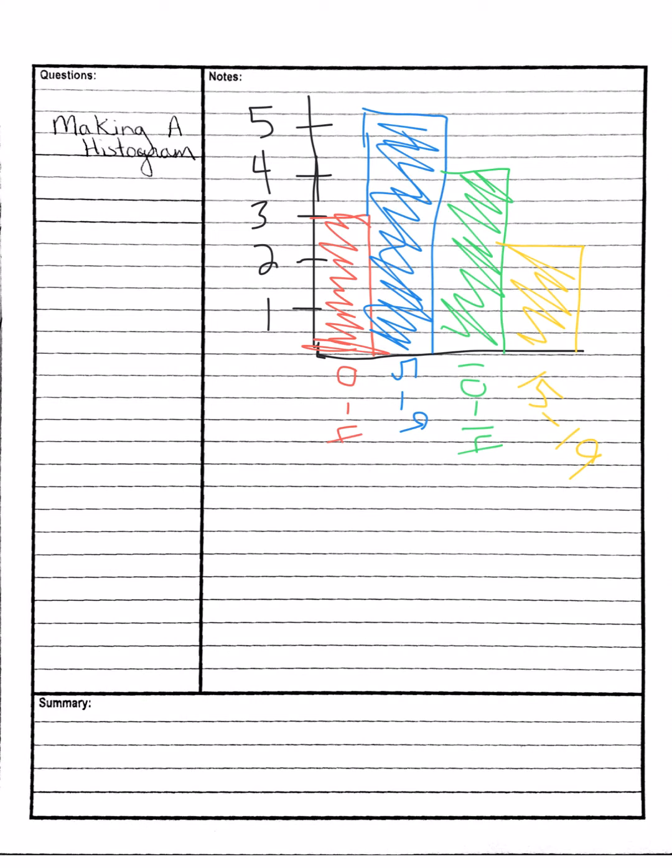Now I asked the question about when there would be a gap, because we talk about no gaps. There would be a gap if, let's just pretend, there's not a number that falls between 10 and 14. If there's no number, you would leave a gap there to represent 0. So we only have a gap if we're representing a 0. Otherwise, those bars touch.